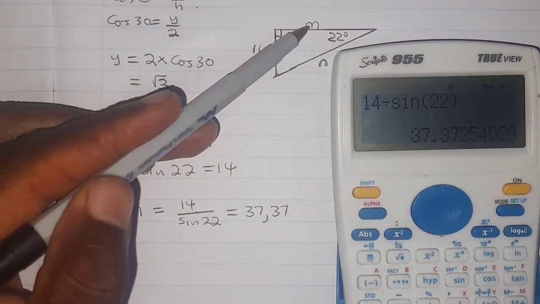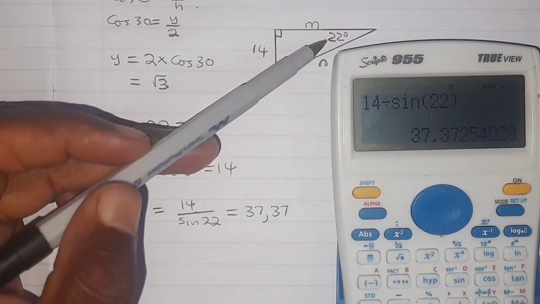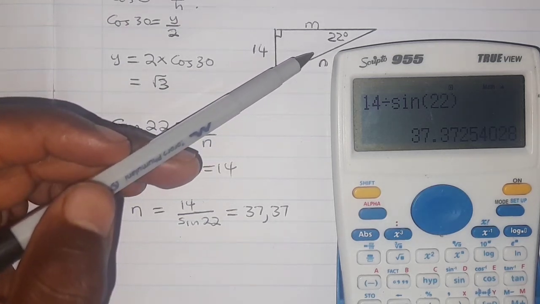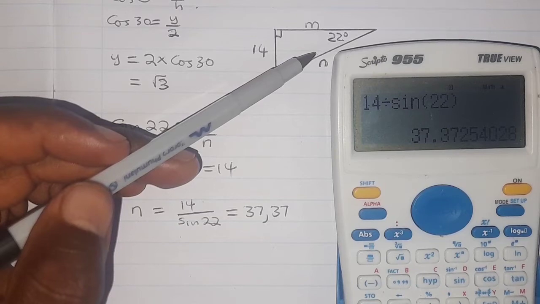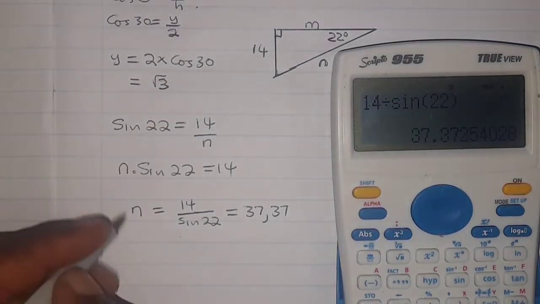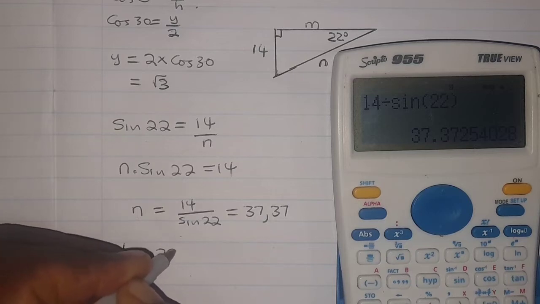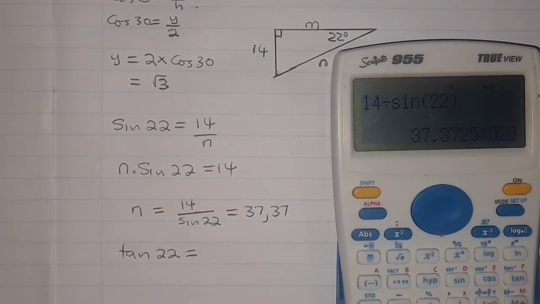And then the second one, determining M. M is adjacent to 22 degrees. So we want a ratio that includes adjacent and opposite. Which ratio is that? That's tan. So it's tan 22 is equal to opposite over adjacent.